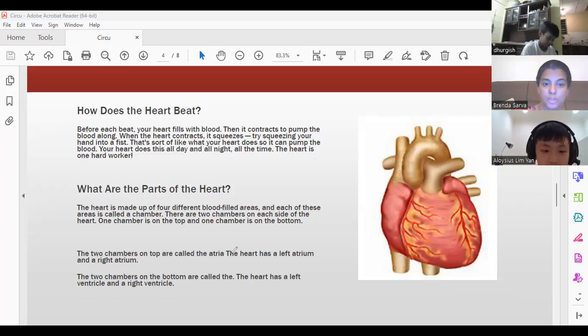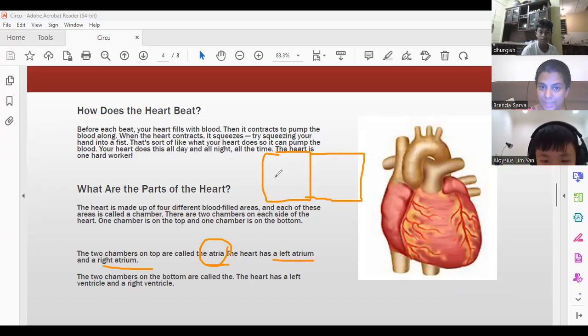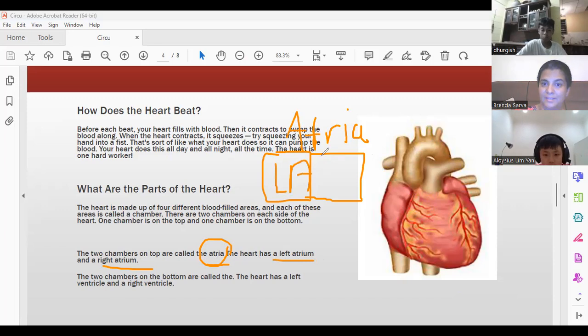The two chambers on top are called the atria. So, from the word atria, you get left atrium and right atrium. Do you understand? Yes. The two rooms, okay? This is called the atria. So, there's one on the left, the left atrium, and then you have the right atrium.